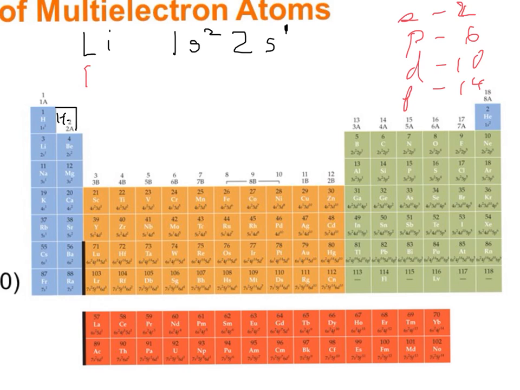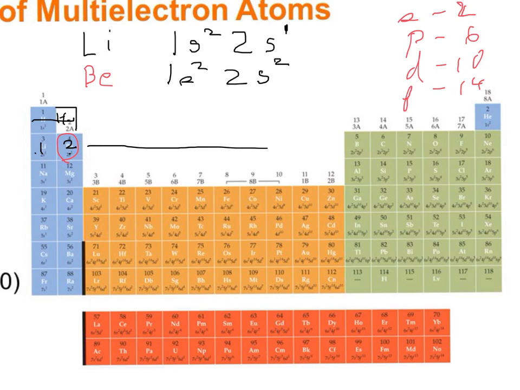Let's keep going. Let's look at beryllium. Beryllium is right here with 4 electrons. We read left to right through the first row, or first period, 1s2. Then beryllium's in the second row, s block, so its outermost electrons are in the 2s. It's in the second column, so it has 2 electrons there. So its electron configuration is 1s2, 2s2.